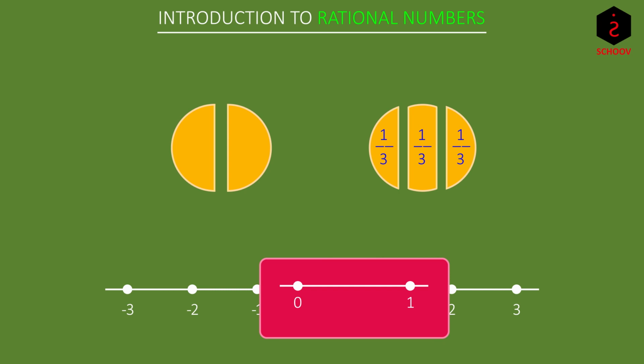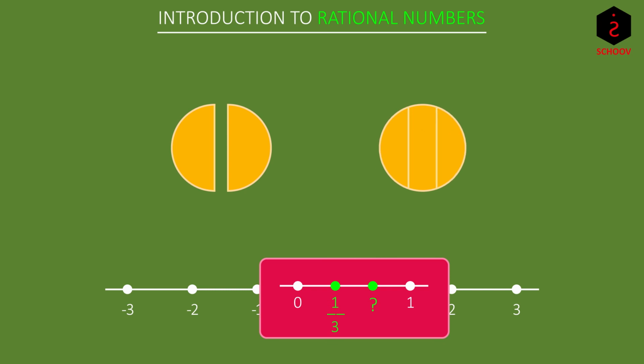So, to represent 1 by 3, we have to divide the line between 0 and 1 in 3 equal parts. See? So, we get 2 points on the line. The first point is, yes, 1 by 3. Now, what is the second point? That you have to find out. You have to find one more thing. Can we divide the circle in 3 equal parts using a diameter? Do this exercise in your notebook. Let's see if you can find the answer.